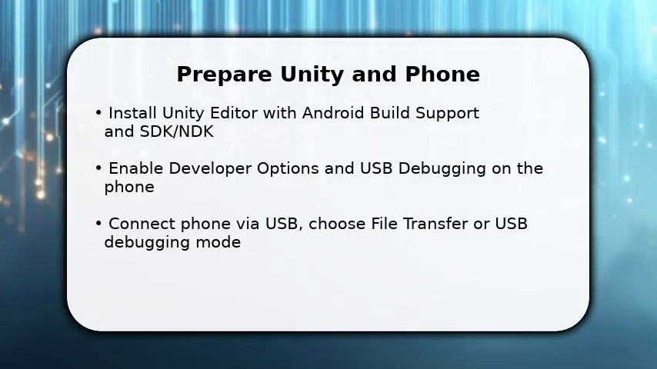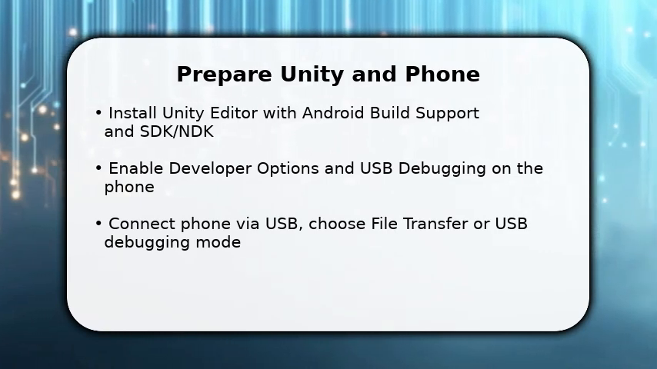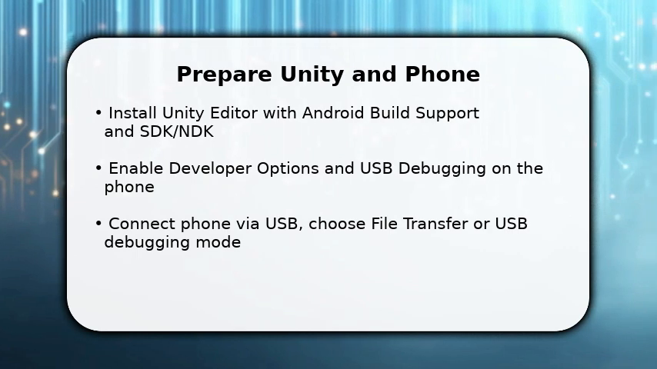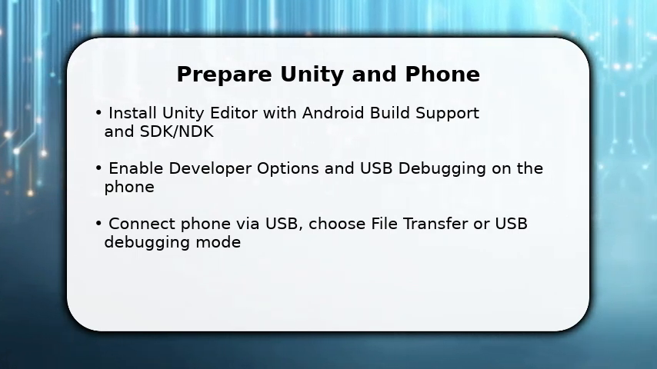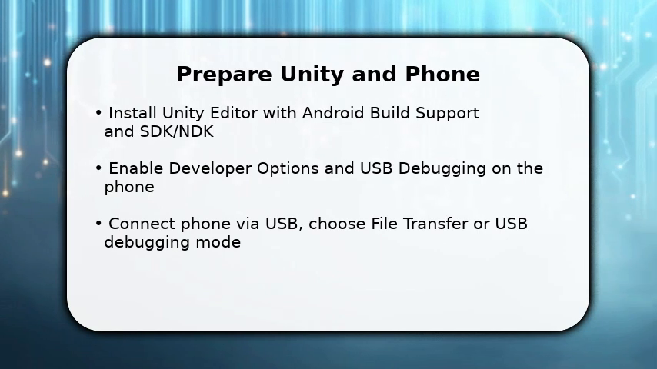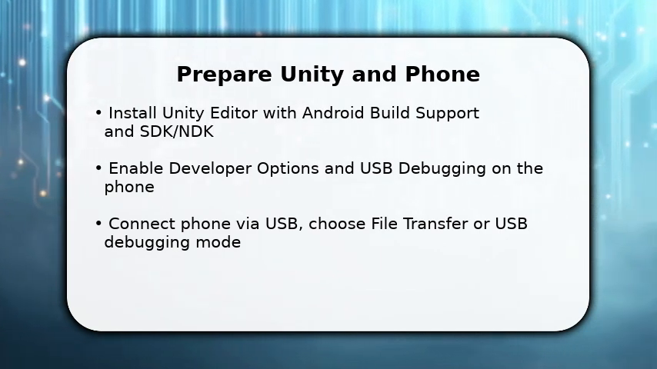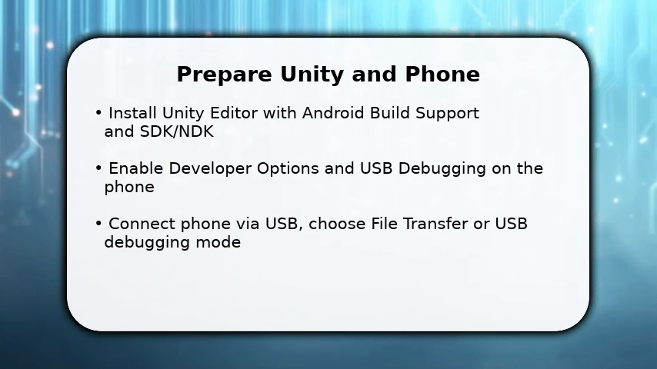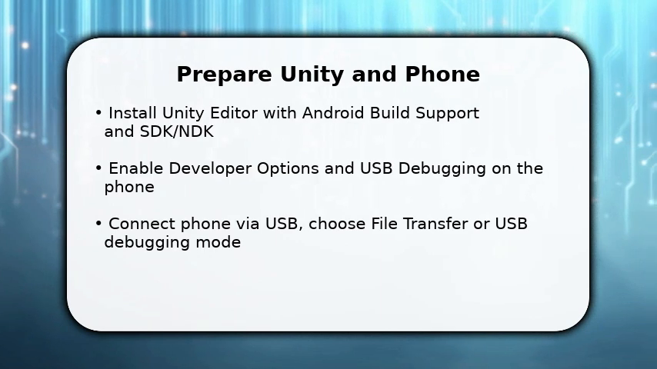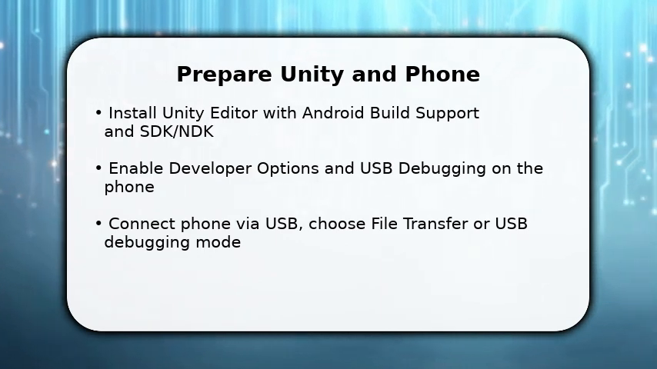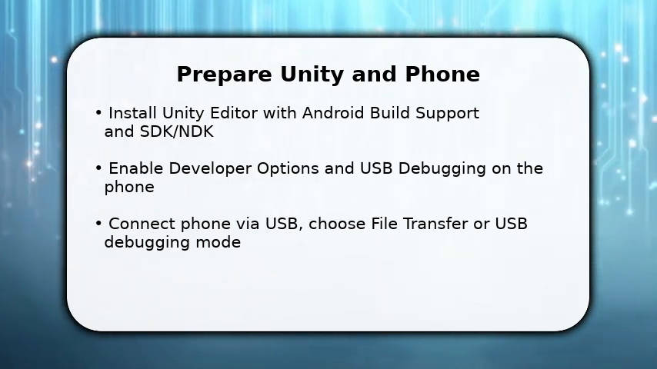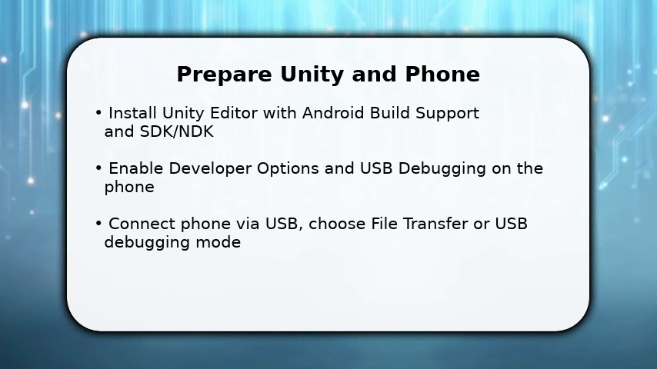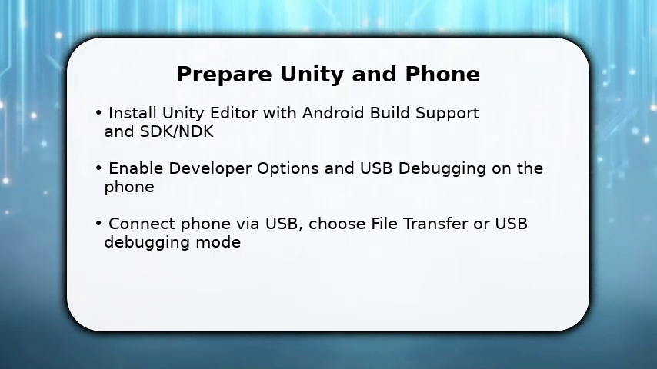You start by preparing both ends, Unity and your Android device. Install Unity Editor with Android build support and include the SDK and NDK. This gives Unity the tools to compile APKs. On the phone, enable developer options and turn on USB debugging so Unity can see it. Once done, connect the phone via USB and accept any debugging prompts. Make sure the phone is set to a compatible USB mode. This gets you ready to configure Unity for device deployment.